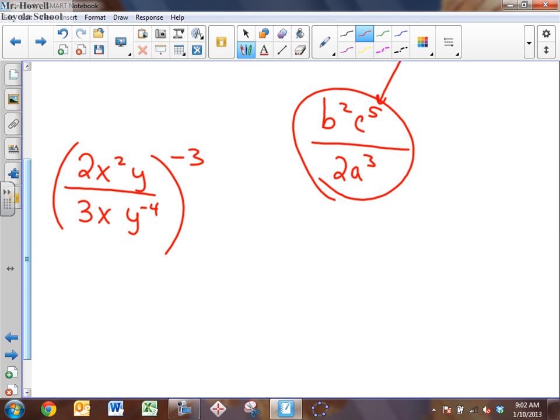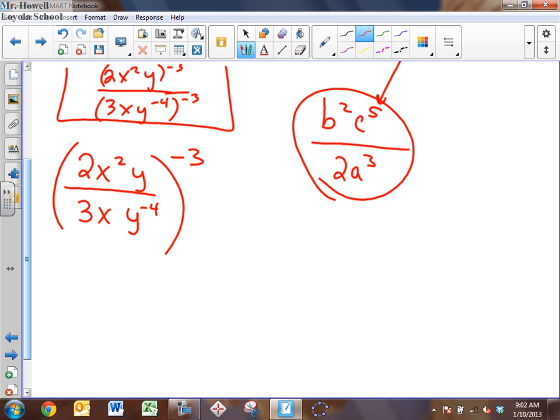This is what I'm thinking about. I'll put it up here. I'm thinking about this as the following. I'm thinking about it like that and like this. Because I have the negative third around the whole thing, so it's like the top and the bottom both have an outer exponent of negative 3.